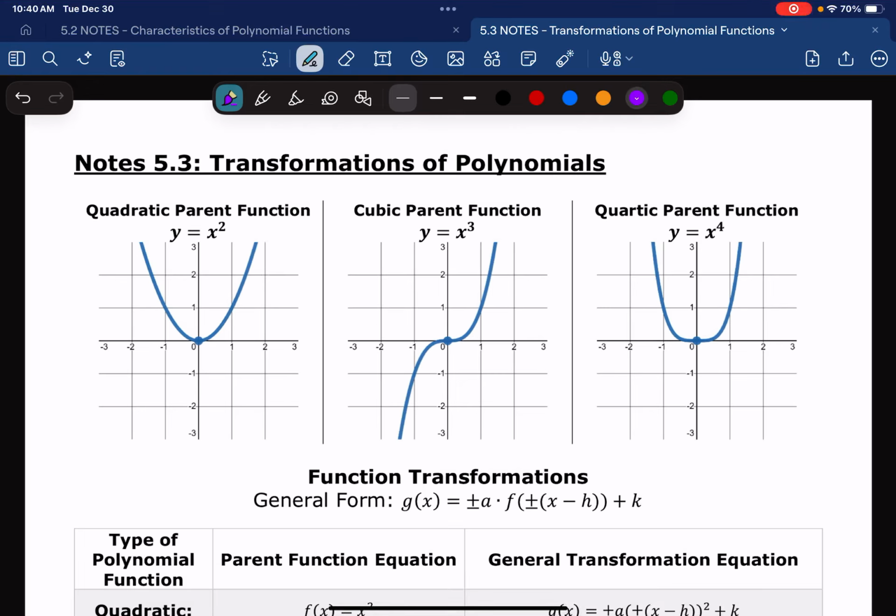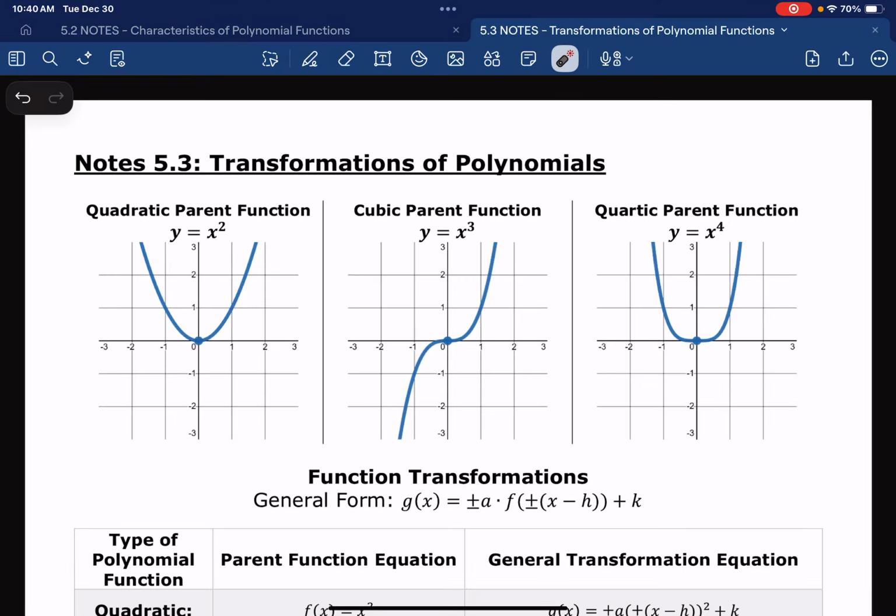All right, transformations of polynomial functions. We've got some parent functions here at the top. We have our quadratic parent function, y equals x squared, our cubic parent function, y equals x cubed, and our quartic parent function, y equals x to the fourth power. And notice that your quadratic and your quartic functions look very similar. It's just that our quartic function kind of flattens out a little bit more than our quadratic does.